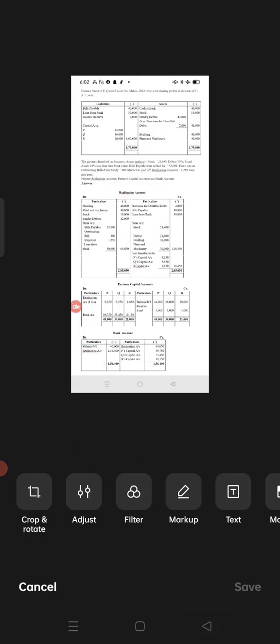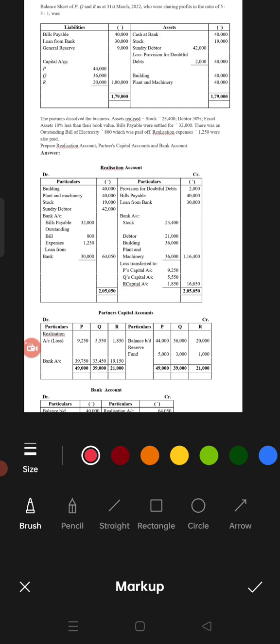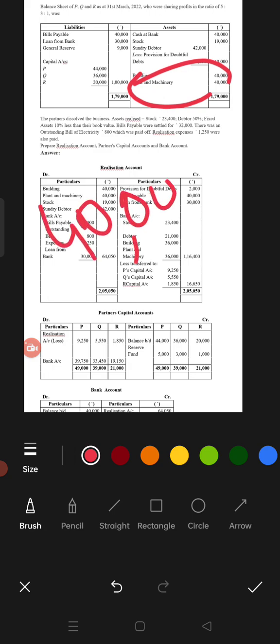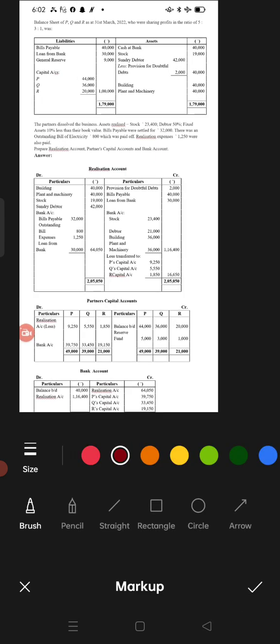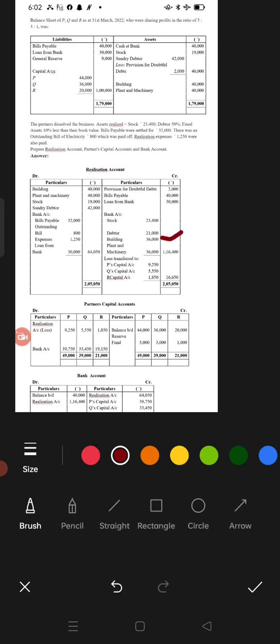Building, it's given 10% less. So building, fixed assets 10% less. Now which fixed assets are left? Building and machinery. So you are going to take 40,000, 10% less, that is nothing but 4,000. 40,000 minus 4,000, that is nothing but 36,000. So 36,000 you're going to take for plant and machinery and building.